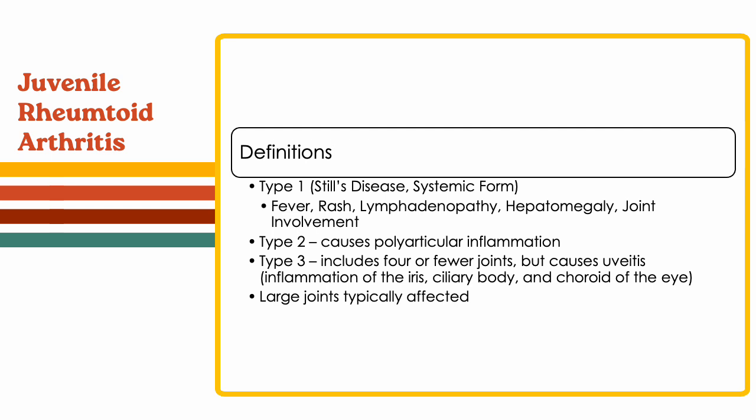You do have juvenile rheumatoid arthritis. There are different types. You have type 1, which is also known as Still's disease, where you develop rash, fever, lymphadenopathy, hepatomegaly, joint involvement. Type 2 involves your polyarticular inflammation. Type 3 includes 4 or fewer joints but causes inflammation of your eyes or your iris, ciliary body, and choroid of the eye. Large joints are typically affected in juvenile rheumatoid arthritis.